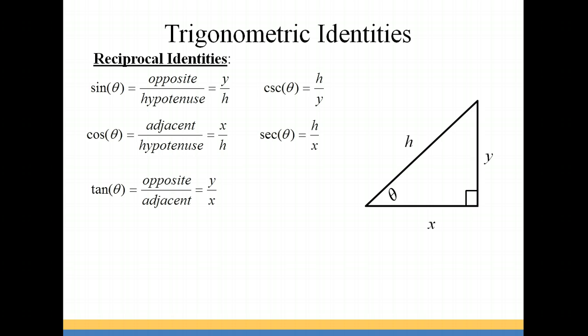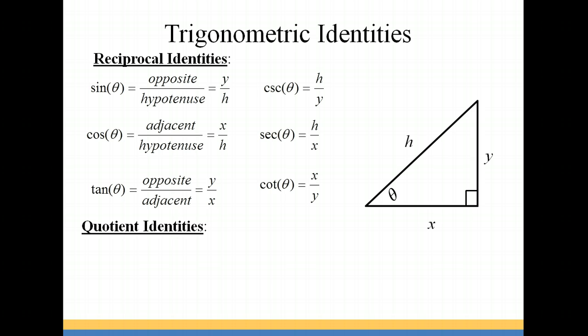The tan of the angle is equal to the opposite side divided by the adjacent side. The side opposite the angle is y, and the side adjacent to the angle is x. So we have y over x. The cotangent of the angle is equal to x over y, which is the reciprocal of the tan. So we have adjacent over opposite, or x over y.